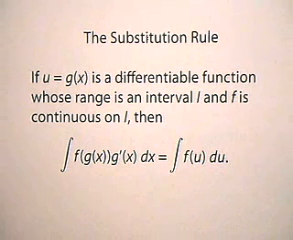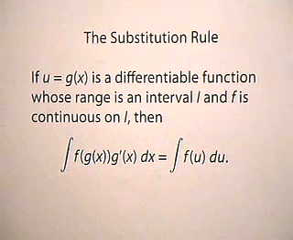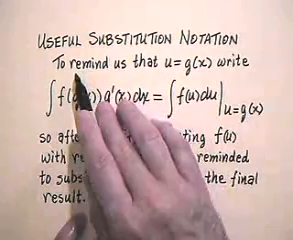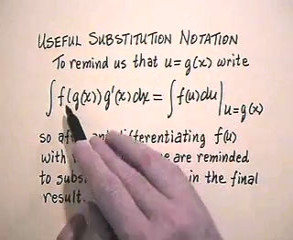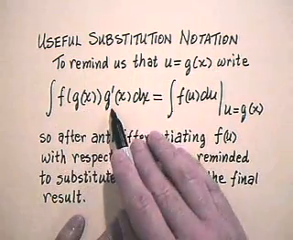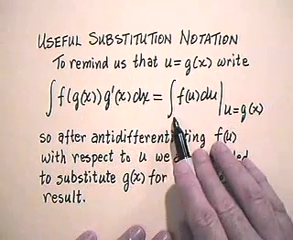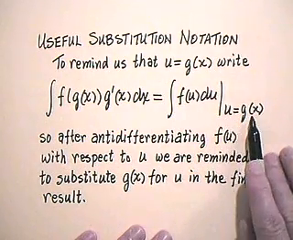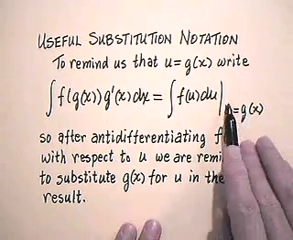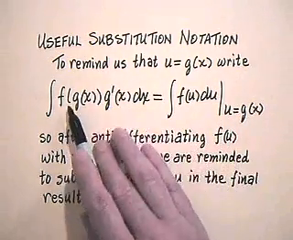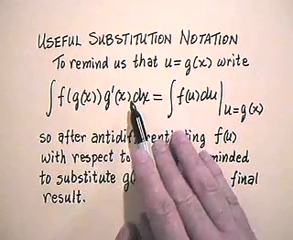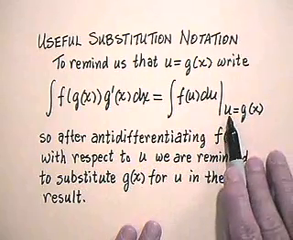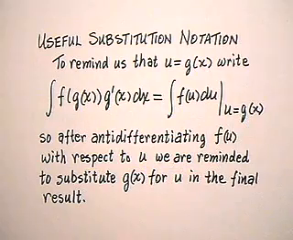So that's substitution. Now there's a useful notation with substitution, and it's to remind us what the substitution is. So to remind us that u equal g of x, write indefinite integral of f of g of x, g prime of x dx equals indefinite integral f of u du, and then put the vertical line and write u equal g of x down here, so that what this is indicating is if we want the antiderivative of that expression in terms of x, once we've done this antiderivative in terms of u, we're then going to replace u everywhere by g of x.